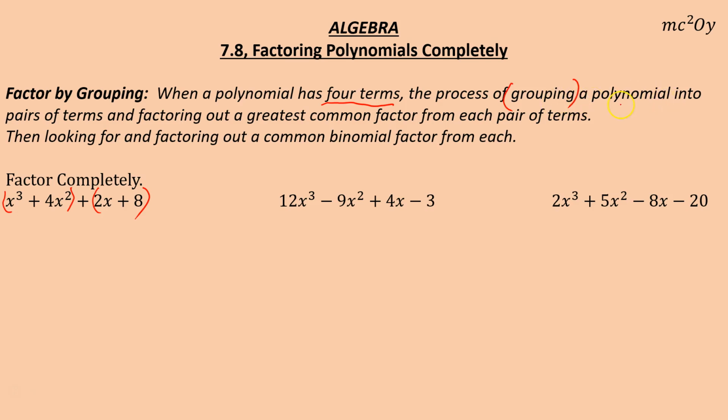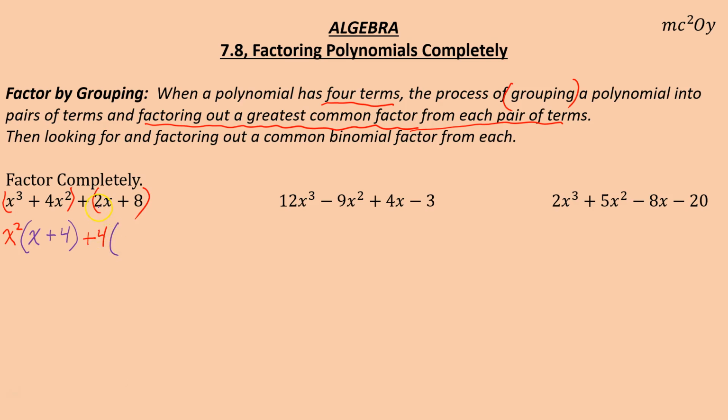So the process of grouping polynomials in pairs of terms and factoring out a greatest common factor from each pair. The greatest common factor of x cubed and 4x squared: numerically nothing goes into it other than 1, but x squared goes into both. So I'm going to take that x squared out. I'm left with x squared times what is x cubed? That is x, and x squared times what is 4x squared? That is positive 4. And on the next one, what comes out of 2 and 8 is 4. So plus 4.